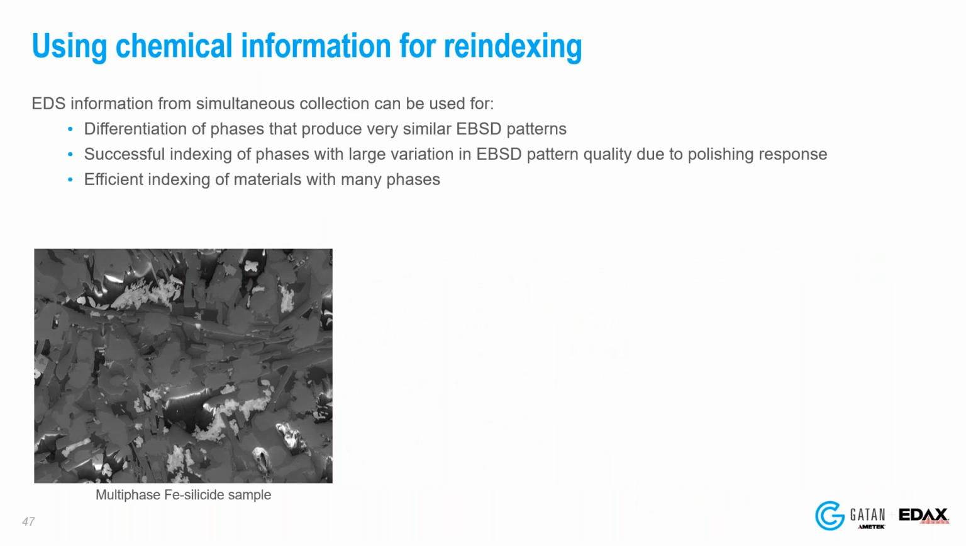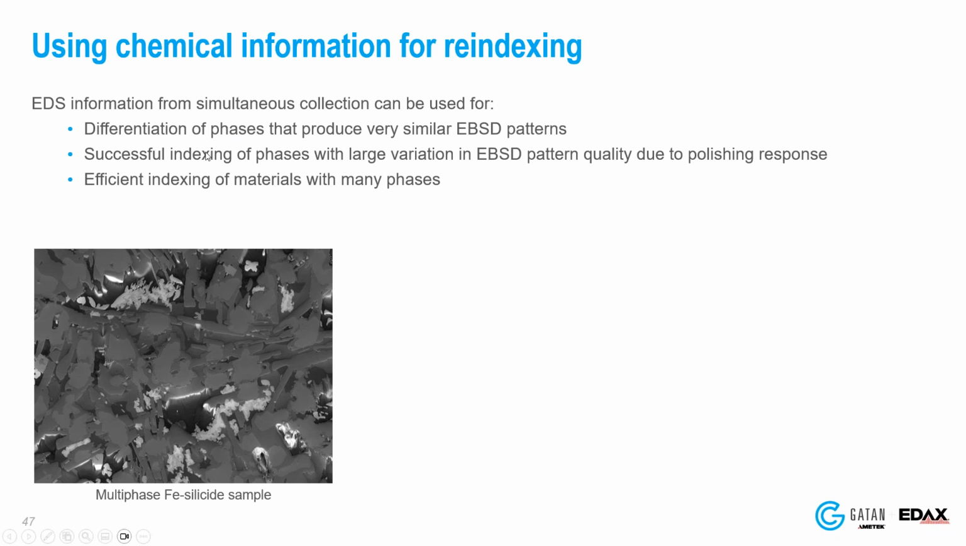And the same way we can use chemistry. So if you have a multi-phase sample with lots of phases in it, I always strongly recommend that you collect EDS data as well. That allows you to differentiate phases that are very similar, like copper and nickel, that will give almost identical diffraction patterns. Without chemistry, you cannot tell these apart.